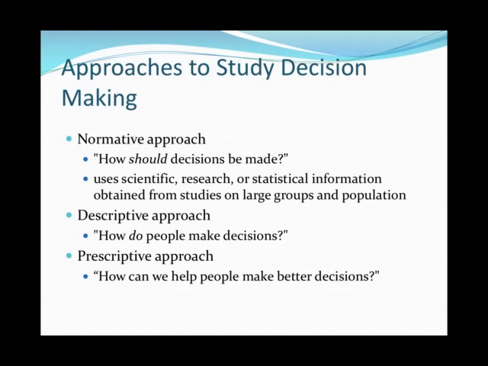The descriptive approach is we're asking the question, how do people make decisions? Like in general, do people make them intuitively, or how are they making them? Do they have biases involved? Are they thinking illogically? So it's more about how people are making decisions, not how we should make this particular decision right here. The prescriptive approach is the question, how can we help people make better decisions? And we're going to talk about all these three throughout this course.